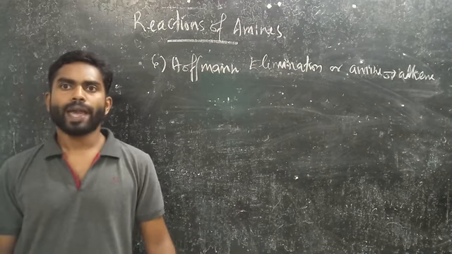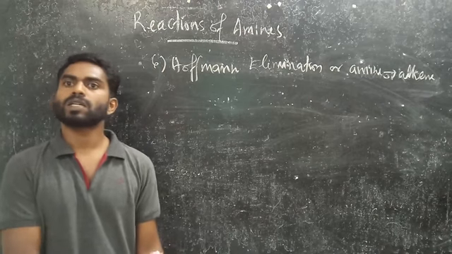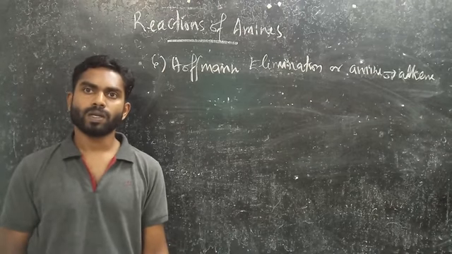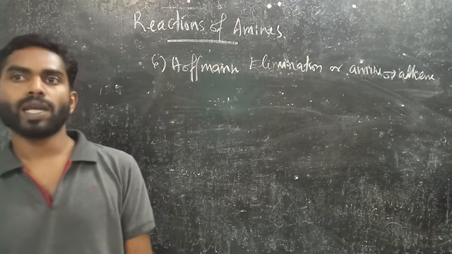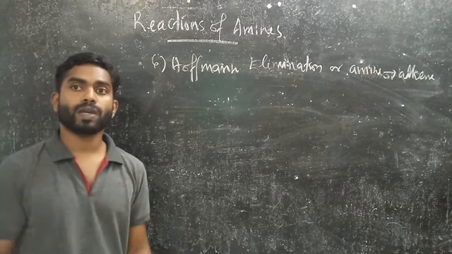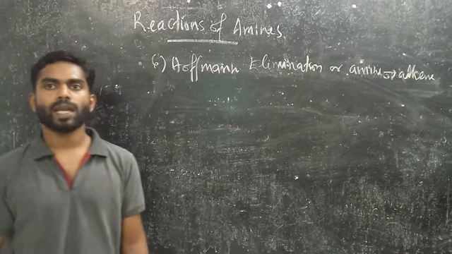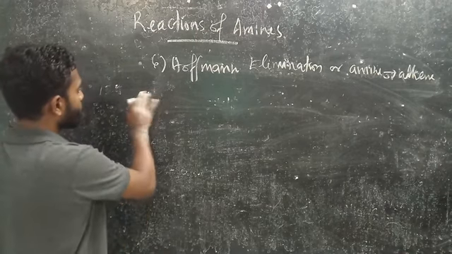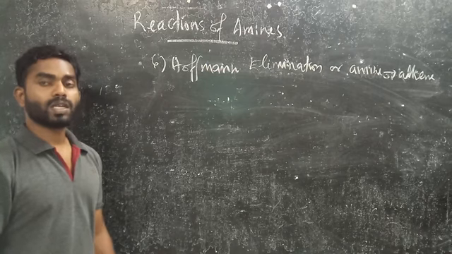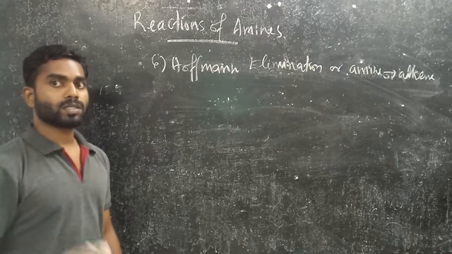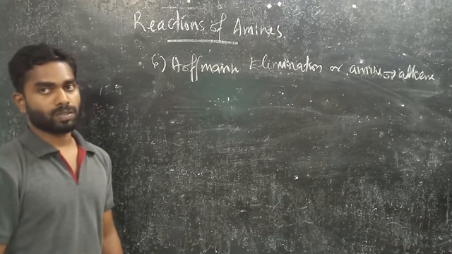The process of exhaustive alkylation of amine using excess of alkyl halides yields quaternary ammonium halides, or tetraalkyl ammonium halides. If amines react with excess alkyl halides, we will get secondary amines, tertiary amines, and finally quaternary ammonium halides.